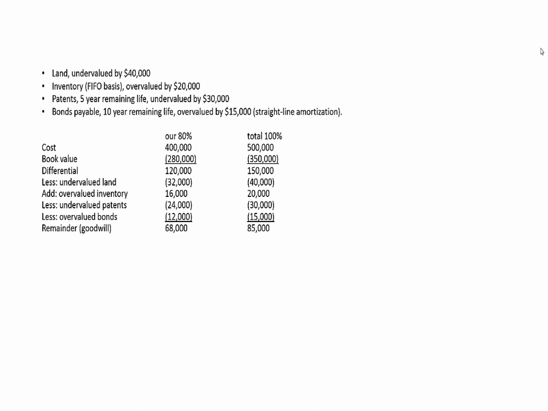If we subtract undervalued assets, that implies we would add overvalued assets. That's why we add the overvalued inventory. Jumping over to the liability side, again, assets and liabilities from a debit and credit perspective are sort of opposites. So if we subtract an undervalued asset, we would add an undervalued liability. If we add an overvalued asset, we would subtract an overvalued liability.